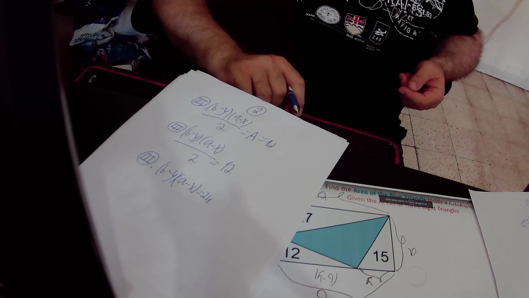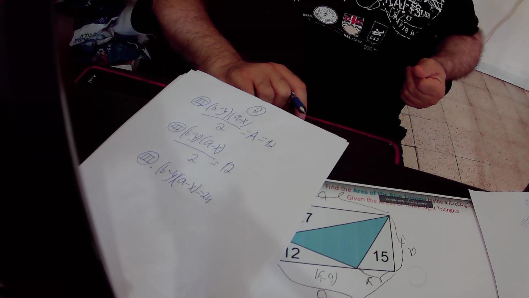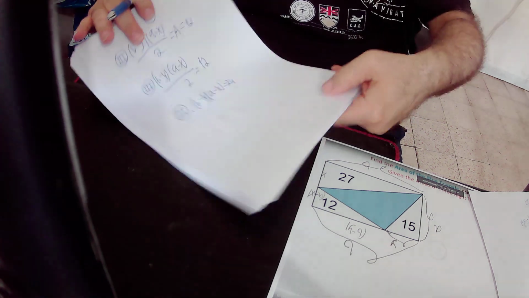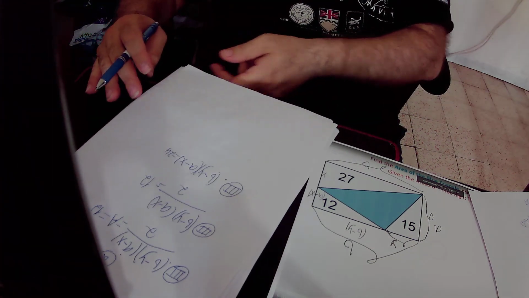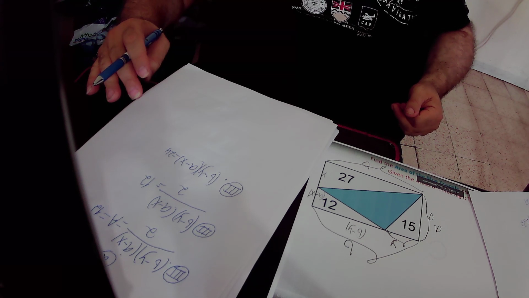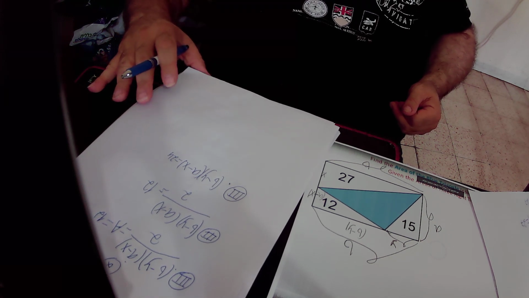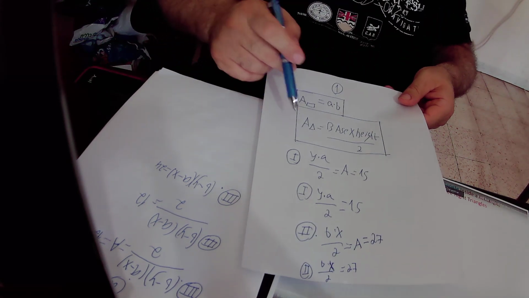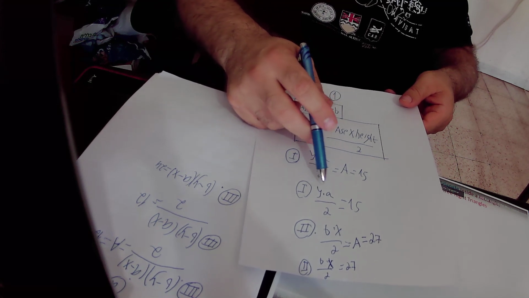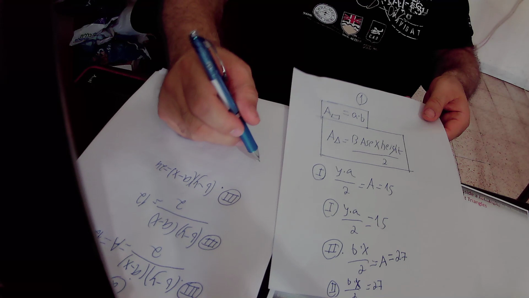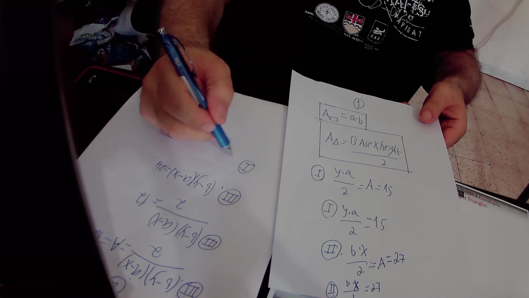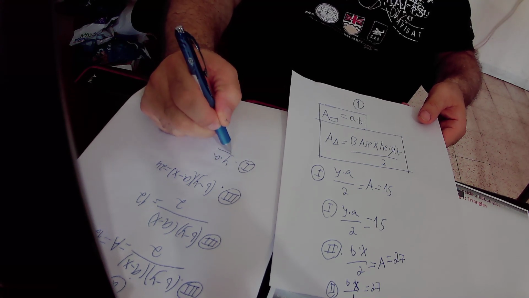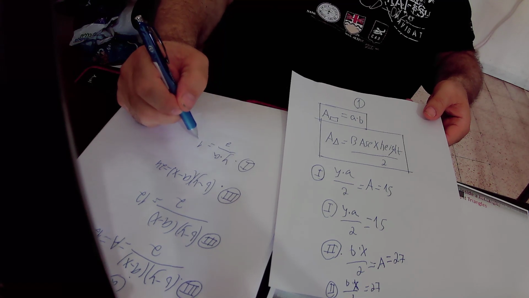Okay, in the next step, we will take x and y out of their equations. In the first step, we will take y out of the first equation. So the first equation is y times a divided by 2 equals 15 units.